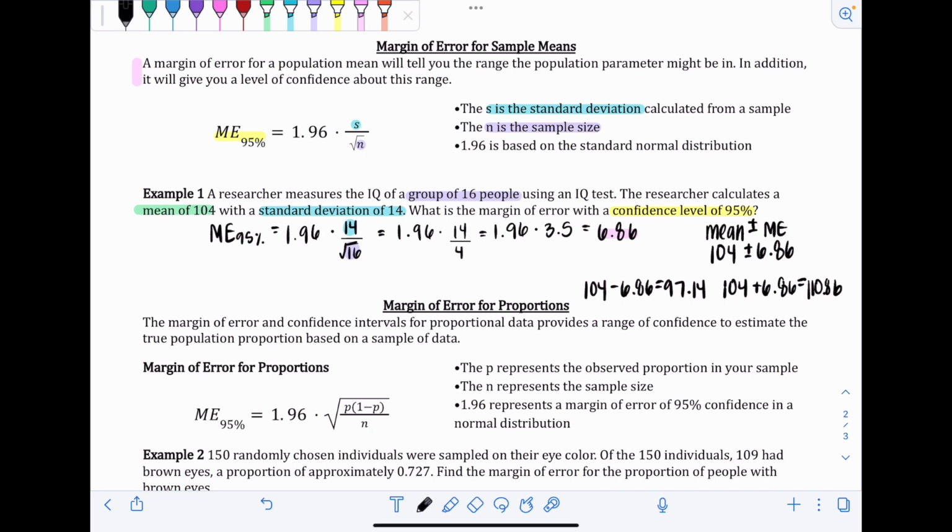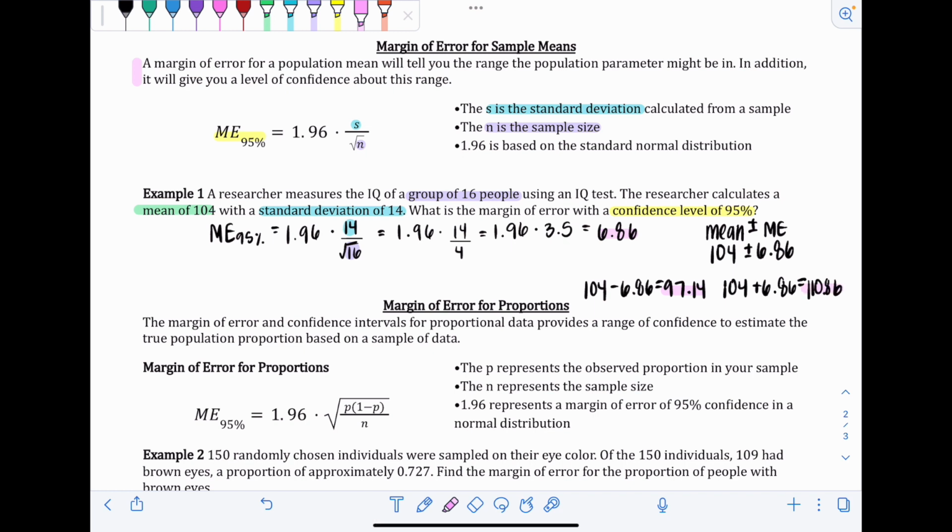Okay, so what the margin of error tells us is this researcher did a sample on just 16 people. And the margin of error takes that sample of just 16 people, and it gives us an idea of how accurate this is if we were to apply it to an entire population. So the margin of error that we got was 6.86. And so we take that and we subtract it from the mean to get the low end. So the low end was 97.14, and then we add it to the mean to get the high end.